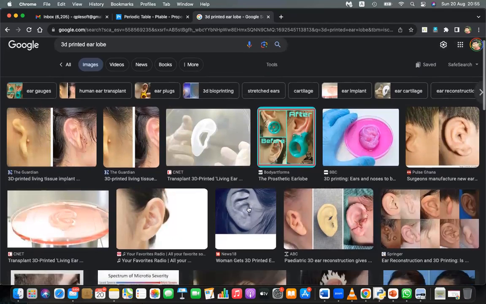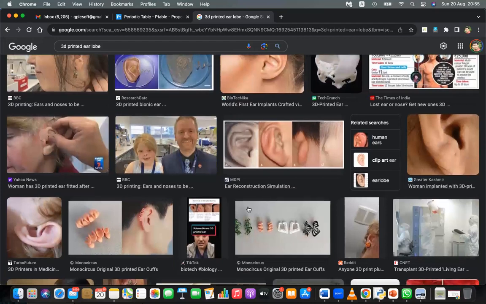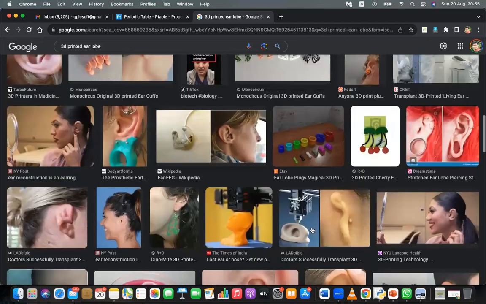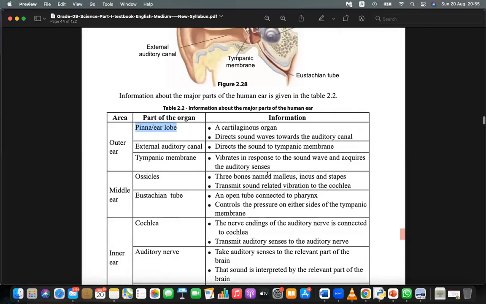Right? It's connectable. Okay, now the printing facility has given a lot of opportunities in the medical field due to these kinds of innovations. Let's go to the next. The external auditory canal is directing the sound to the tympanic membrane.